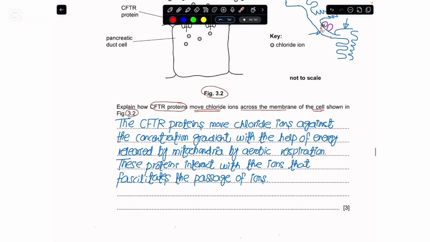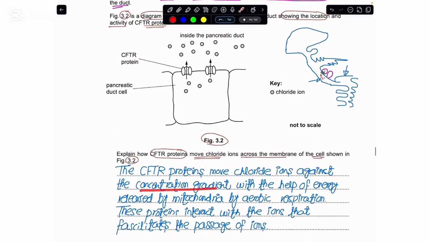So if I were to just simply take you to the answer, I would say that these CFTR proteins would move the chloride ions against the concentration gradient. Why? Because they are being moved from the lower to the higher, and that is against the concentration gradient. And for sure, that would be done with the help of energy, which would be released by the mitochondria. And we know mitochondria basically release energy with the help of aerobic respiration.